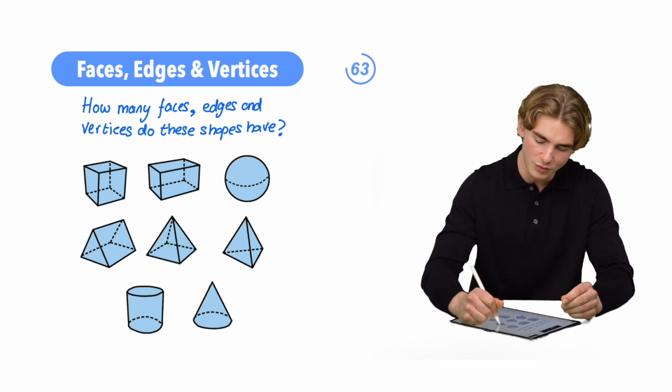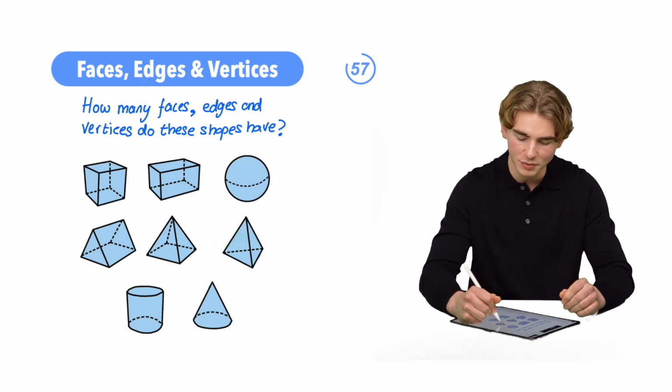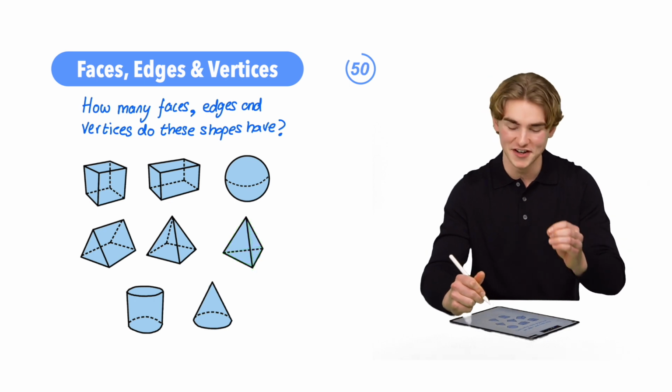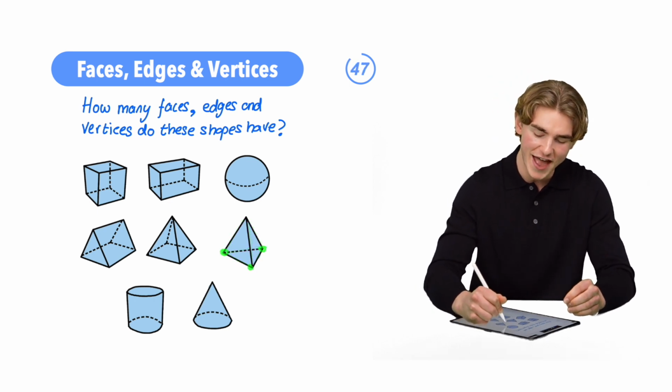Up next, our triangular pyramid, very similar. How many faces are we going to have? We're going to have 1, 2, 3, and 4. How many edges? We're going to have 1, 2, 3, 4, 5, and 6. And finally, how many vertices? We're going to have 1, 2, 3, and finally 4.